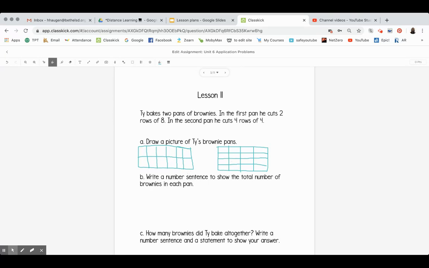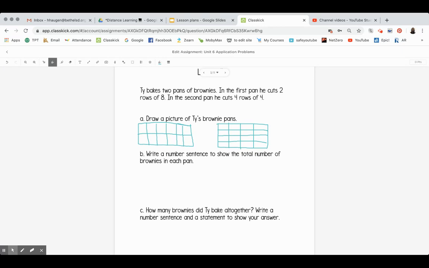Letter B says, write a number sentence to show the total number of brownies in each pan. Well, we know first of all that we organize them by rows. So that's what we're going to look at here when we come up with our repeated addition. So I'm looking at rows. On the top row of this first pan, Ty has 8. No, he does not. I did that wrong, didn't I? I totally did that wrong.